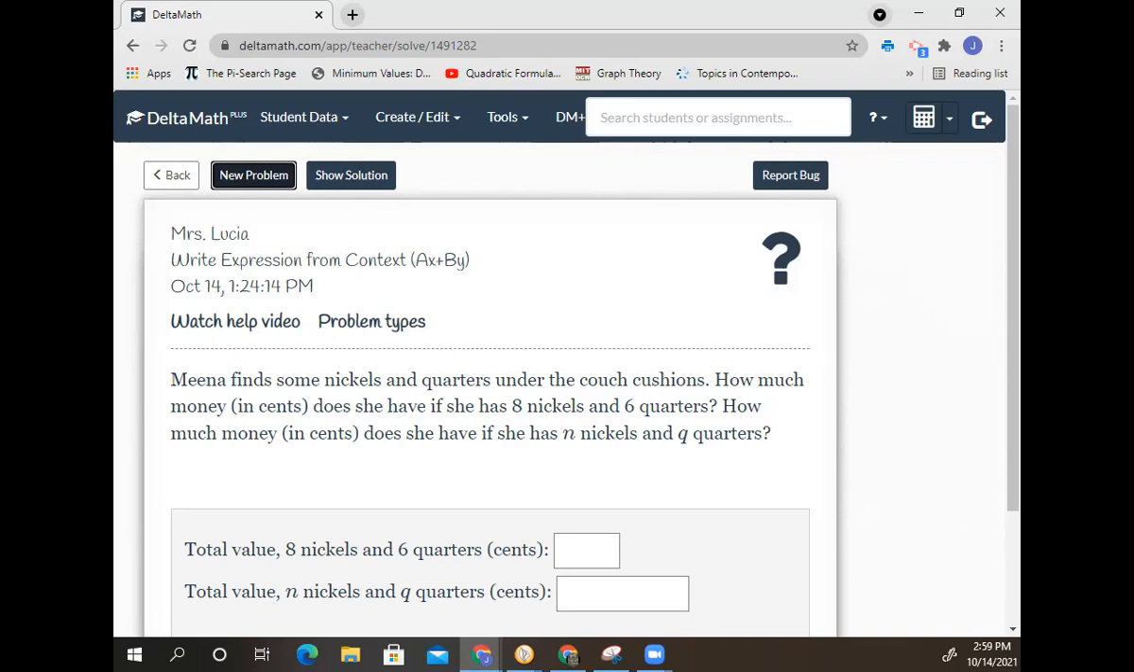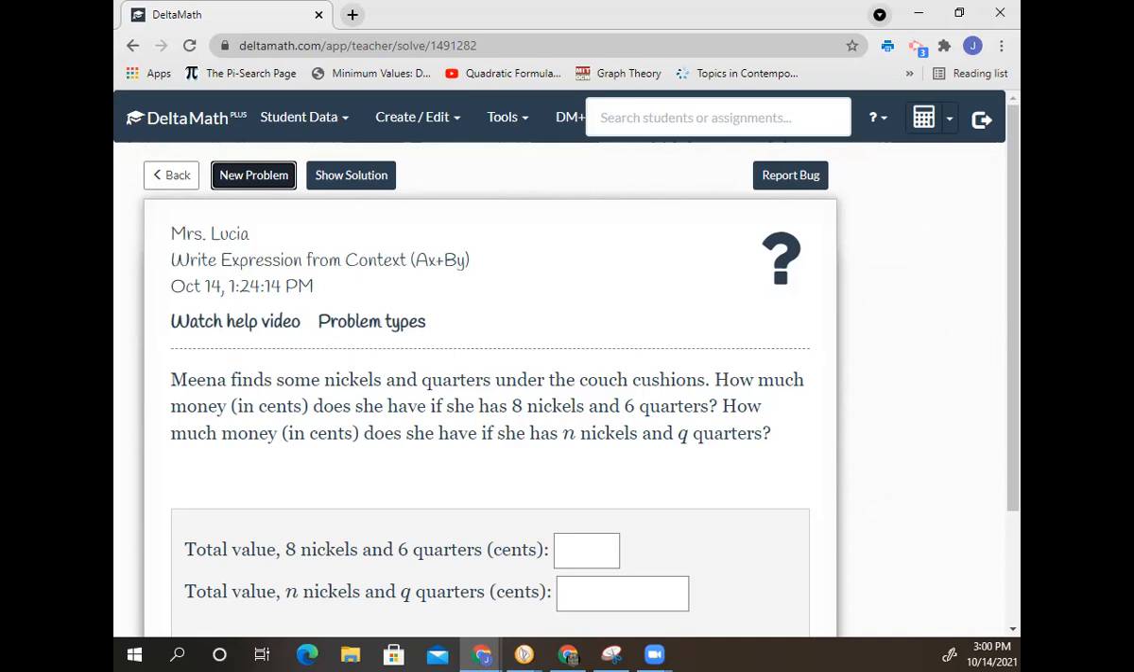And then it says, how much money would I have if I had 8 nickels and 6 quarters? Well, if I've got 8 nickels, I want to do 5 times 8 to figure out how much money I have in nickels. And if I've got 6 quarters, I want to do 25 times 6 to figure out how many cents I have in quarters, right? So 5 times 8 is my money from nickels. 25 times 6 is my money from quarters. To get my total, I have to add those up, right? Just like our M&Ms and almonds problem.